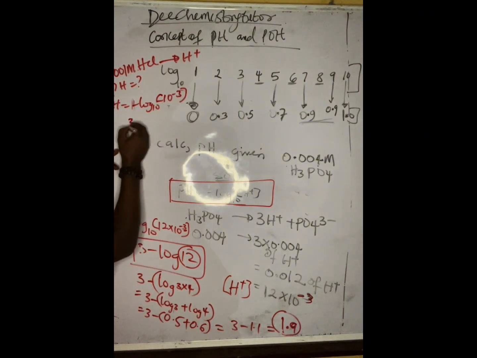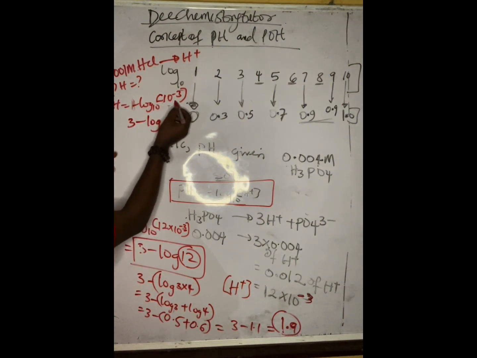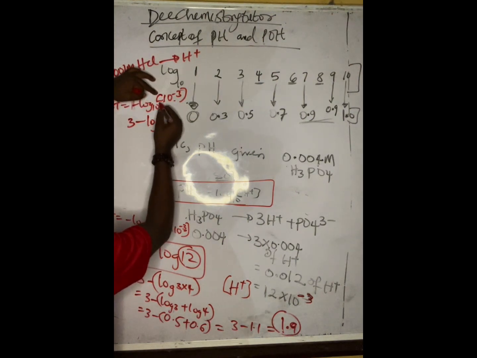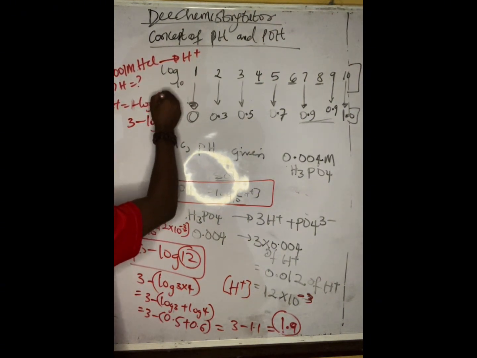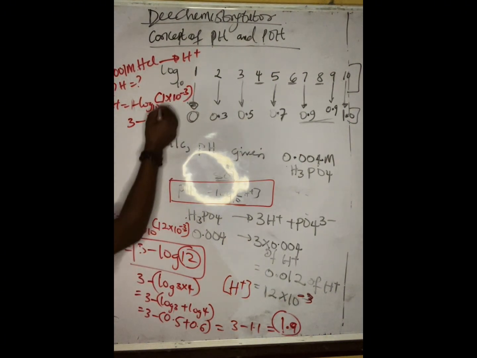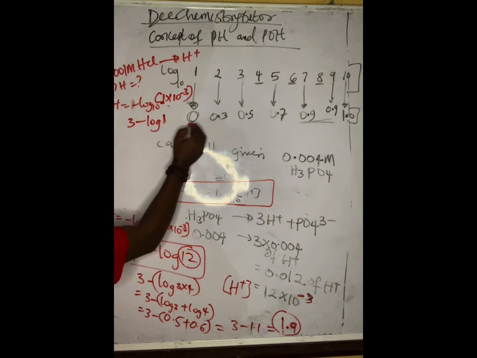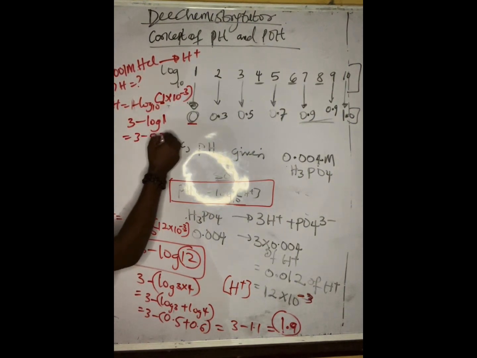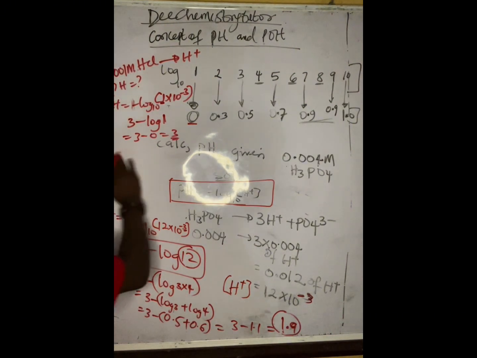Just do 3, the power here, minus log. Don't forget this 3 that you are seeing here. Let me write it well so that you see it: 1 times 10 raised to the power minus 3. So this is log 1. And I told you that log 1 is 0. So 3 minus 0 is 3. The answer is between 2 and 3. That's the way you do it.